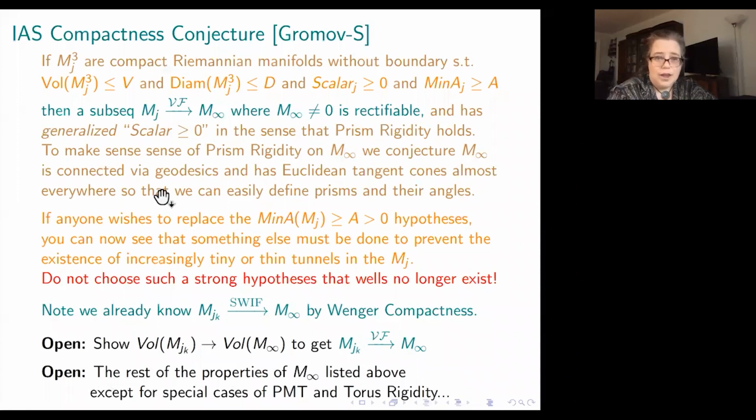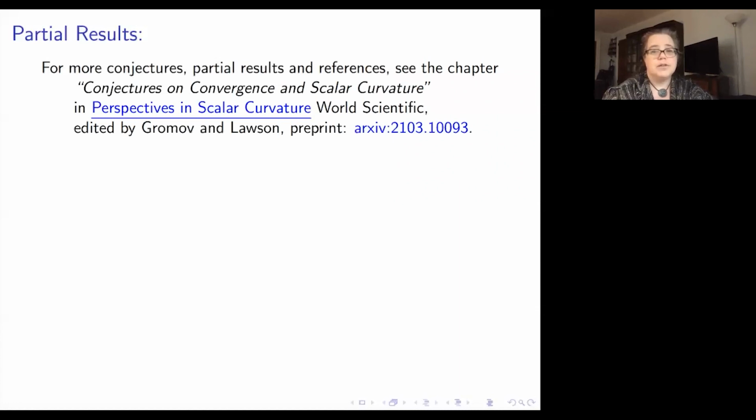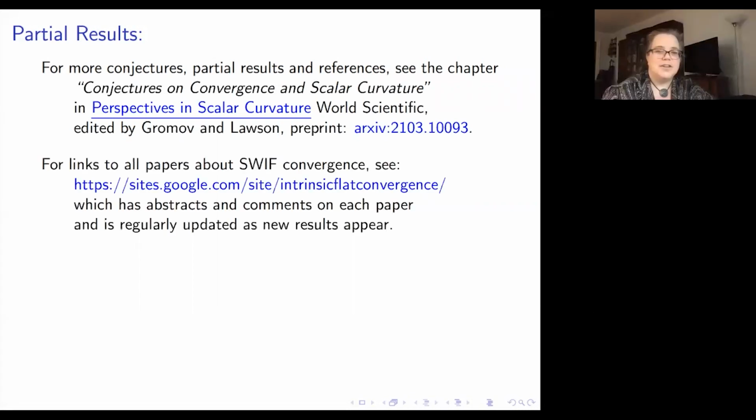So all the other properties listed here about geodesics and these kinds of questions, all of them are open except for special cases of positive mass theorem and torus rigidity. There are also some Penrose stability type theorems as well. And you have to look at the chapter. And so I just ask everyone that if you're interested in the partial results to please look at this chapter. There are almost 150 citations, different papers that have partial results with different hypotheses. Lots of work has been done in the past few years. So I tried to include them.